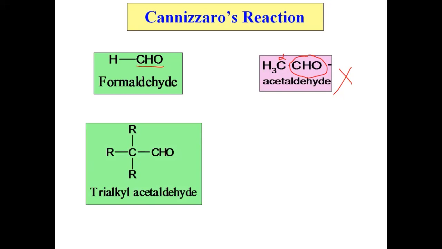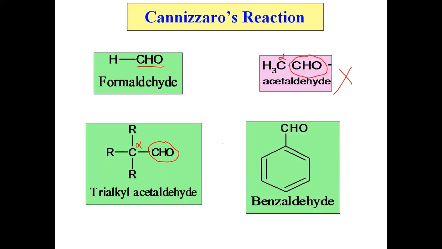Consider another example. This is trialkyl acetaldehyde. Suppose in acetaldehyde the 3 hydrogens are replaced by 3 alkyl groups, it becomes trialkyl acetaldehyde. This is our functional group CHO. The first carbon from the functional group is the alpha carbon. Here also the alpha carbon does not have any hydrogen, and hence trialkyl acetaldehyde also undergoes the Cannizzaro reaction.